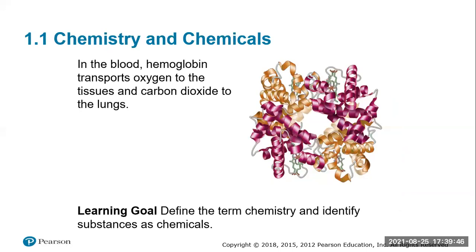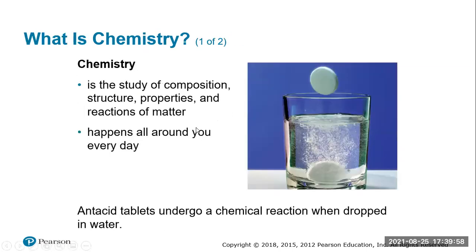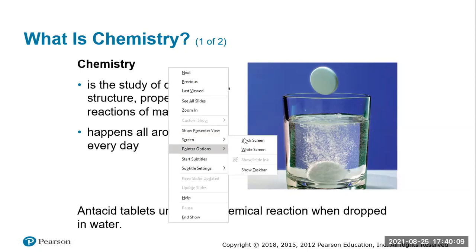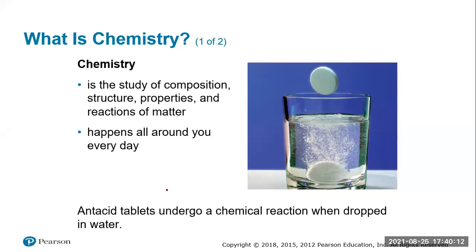Now, when we talk about chemistry, what are we really dealing with? What is the main idea of chemistry? For the most part, chemistry revolves around the idea of matter. Matter is really important. Matter is pretty much anything that has mass and occupies space, which is pretty much everything right here.